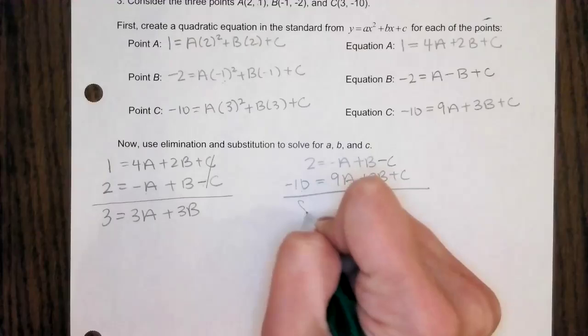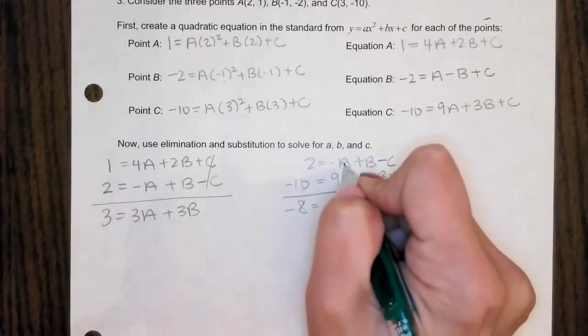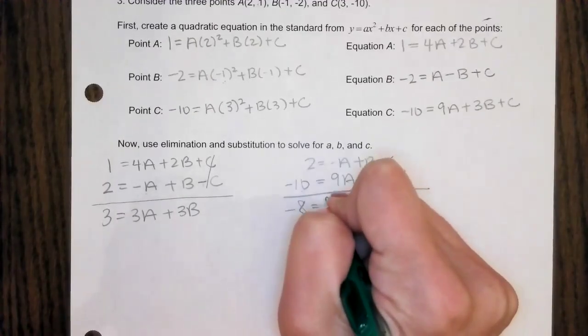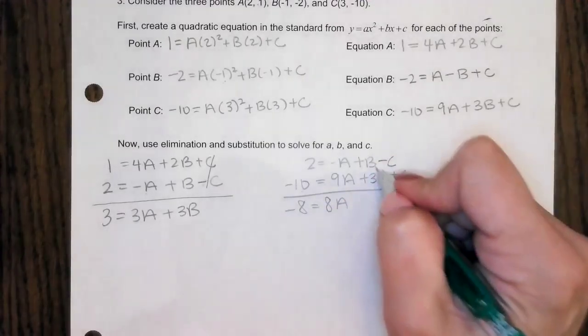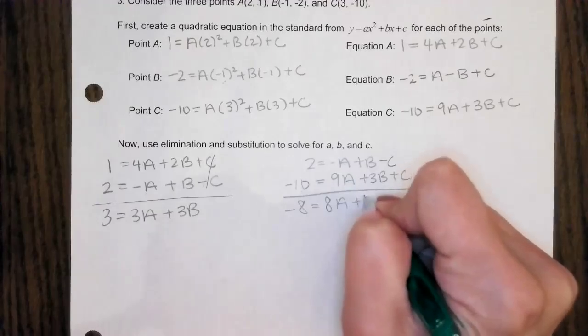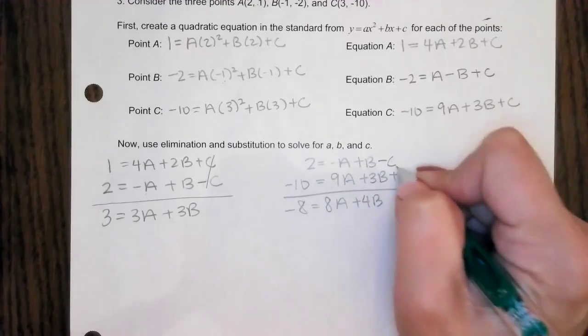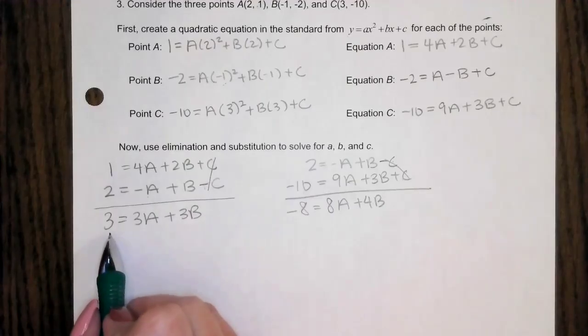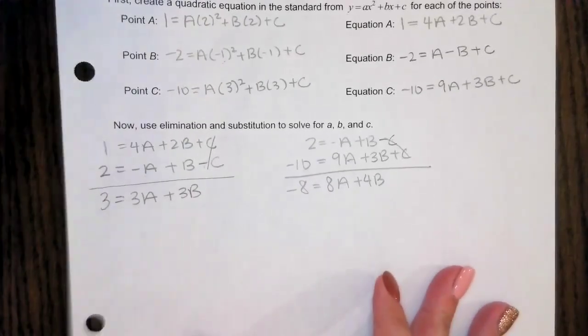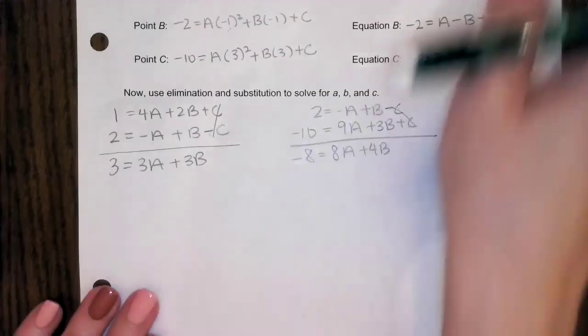2 and -10 give me a -8. -a and 9a give me an 8a. And then 3b plus b gives me 4b. And a -c plus c is 0. So that goes away. All right. Now we have a two-variable system.